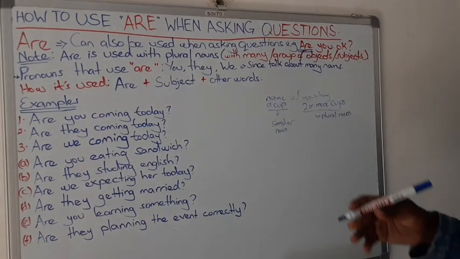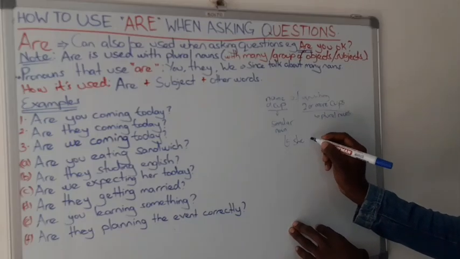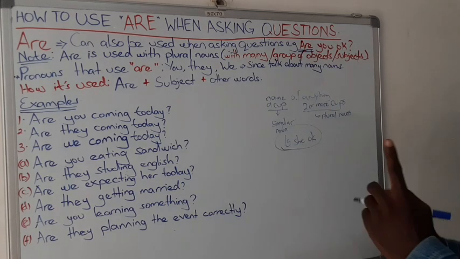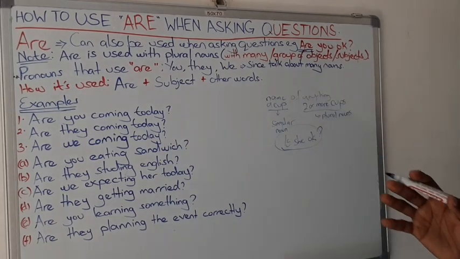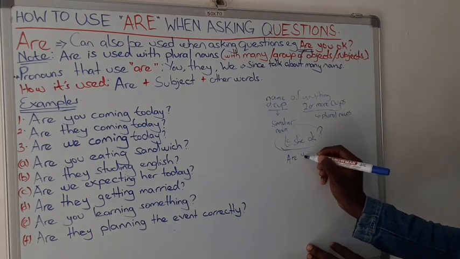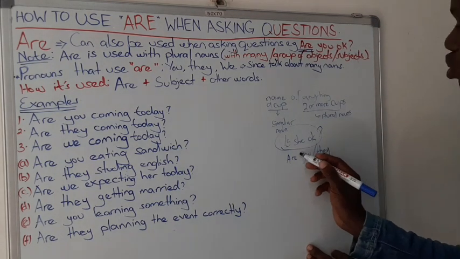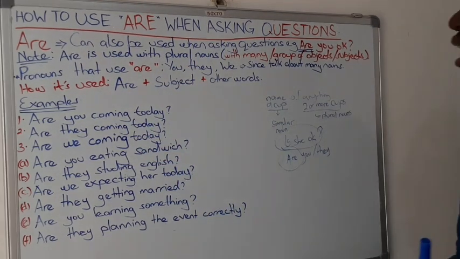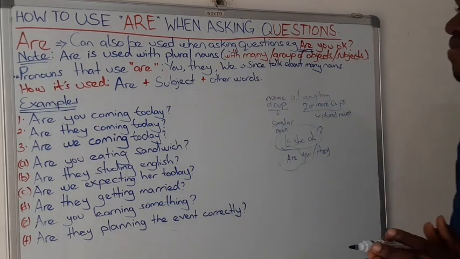So in this case, if I give an example like, is she okay? This is singular because you're referring to one person. You're asking about one person. Is she okay? But if you want to ask about many, you're going to say, are you or are they okay? Because "are" is used on plural nouns. I hope now you get what I mean when I say plural nouns. Plural nouns means many objects.